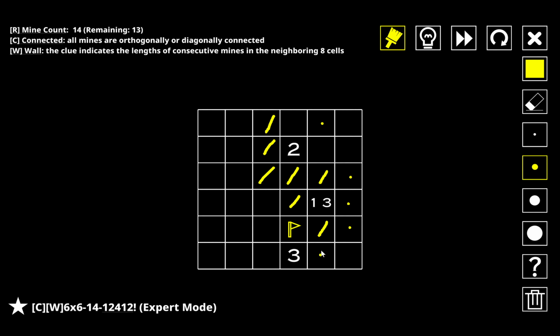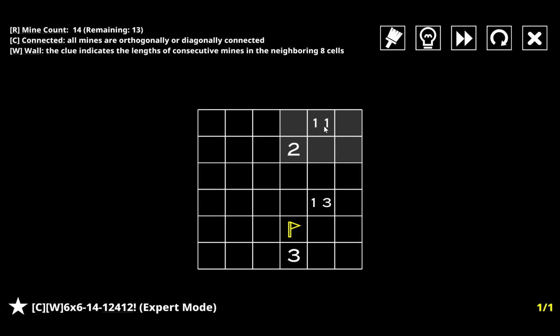Well, nope, here's the issue. I was thinking about a different piece of logic, or different variant rather, for a second, but no, you can see here actually that this 3 clue is no longer satisfied, so we know that this one up here cannot be a mine. Okay.